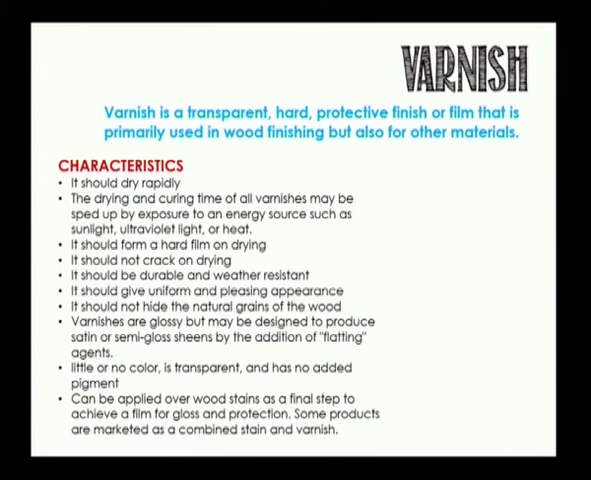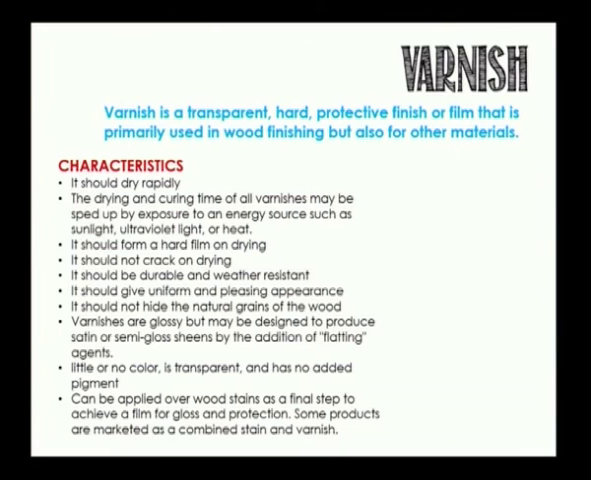It should not hide the natural grains of the wood. Varnish is not an opaque protective coating. It should not hide the natural grains of the wood. That is the main purpose of using varnish. Varnishes are glossy, but you may design a special type of semi-gloss or matte finish varnish by adding flattening agents. Varnish has little to no color. It is completely transparent and has no added pigments. It can be applied over wood stains as a final step to achieve a film for gloss and for protection. Some products are marketed as a combined stain and varnish.